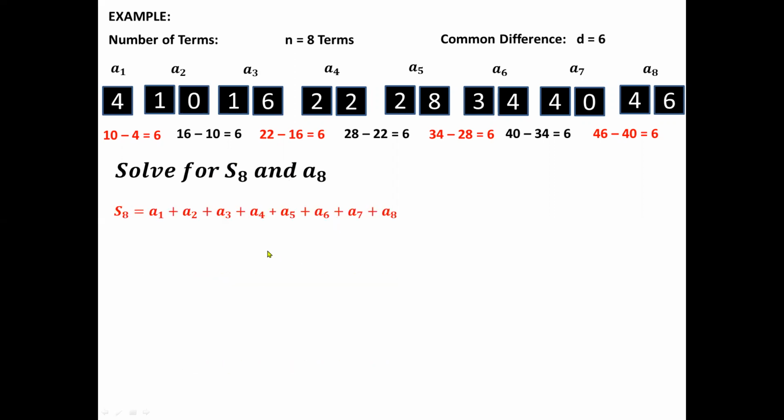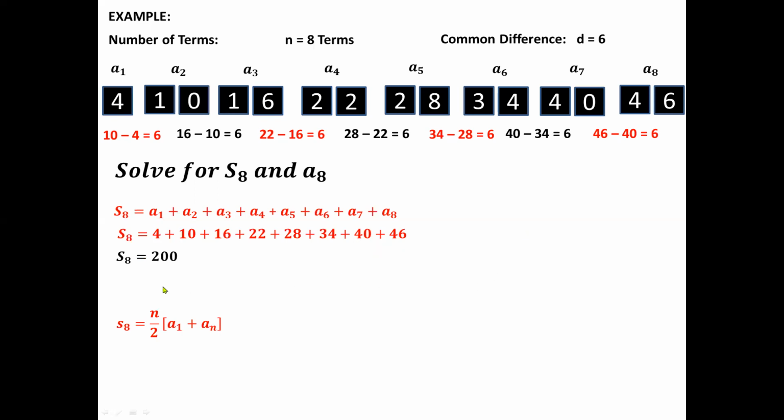So solving for S sub 8, we have A sub 1 plus A sub 2 plus A sub 3 hanggang A sub 8. So sa madaling pananalita, i-add lang natin lahat ng mga numero na nakikita natin. So S sub 8 is equal to 4 plus 10 plus 16 plus 22 plus 28 plus 34 plus 40 plus 46. Now if we're going to add them, the result is actually 200. Okay, so yan ang ating S sub 8. Now let us calculate for A sub 8. Tingnan nga natin kung 46 nga ba talaga ang makukuha natin.